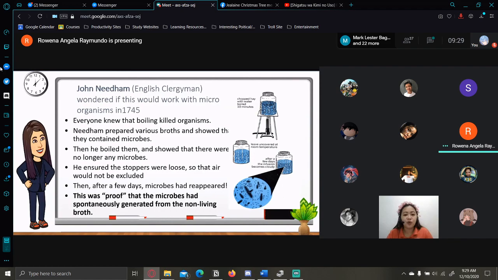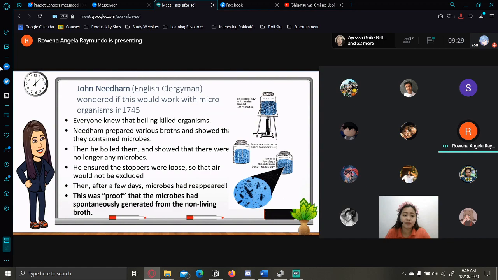Binoil niya yung water with the broth that will provide the nutrient for the microorganism, and then with microorganism. So eventually, ano nangyari? Namatay, of course, yung microorganism na naandon. Okay? So sinabi niya na, okay, binoil ko na to ha, wala ng microorganism, for sure na naandyan. And para patunayan, kailangan walang mag-arise na microorganism uli doon sa kanyang experiment. But then, what happened is that nag-appear ang microorganism.